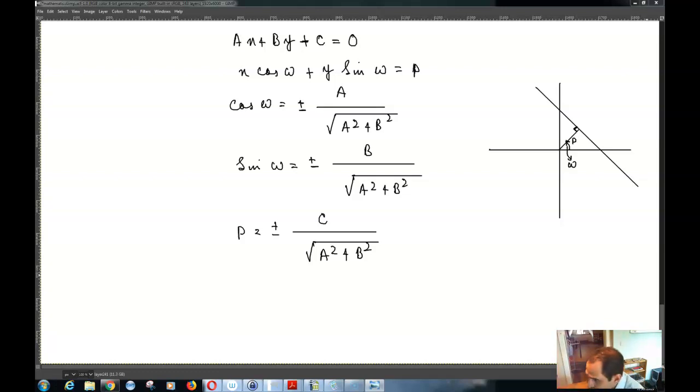Okay, so now in case you want to convert any of these equations into normal form, which is basically this thing over here, which is called the normal form, there are two things that you can do.